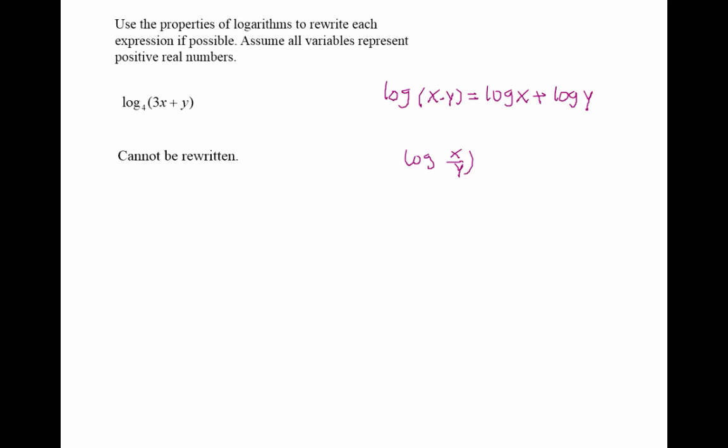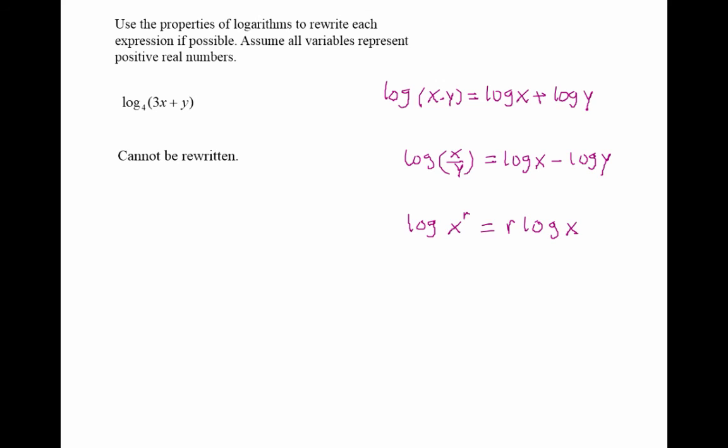I can write this as log of x minus log of y. If I have a power, x to the power of r, I can expand this as r log of x. These are the 3 that we learned: if it's a product, quotient, and the power. You notice I didn't write the base, to not make this really crowded. If there's no base there, it means assume it's 10.